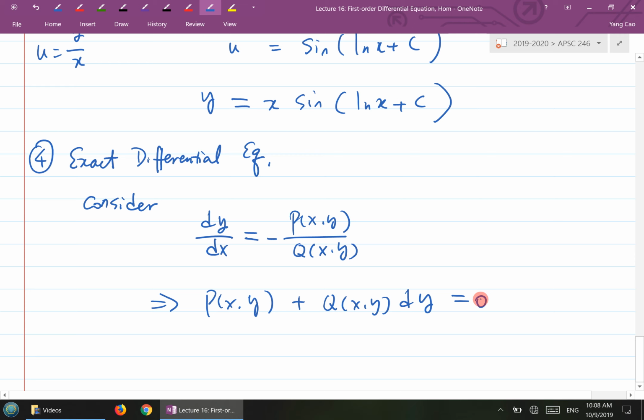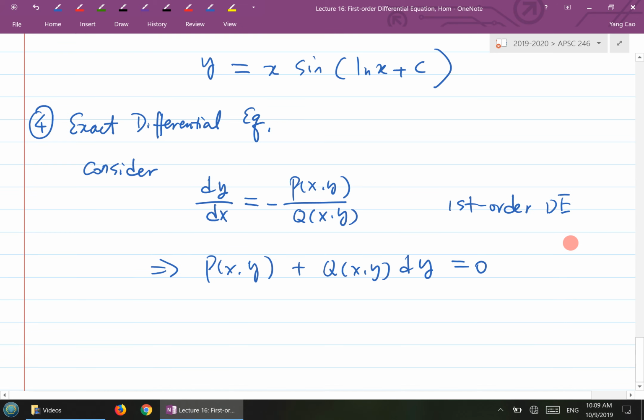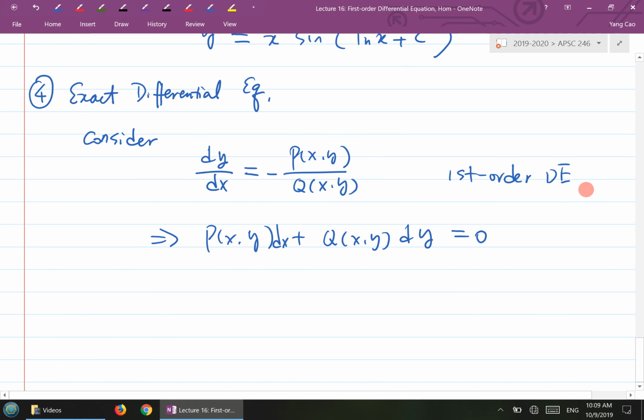So overall, this is still a first order DE, differential equation, and you can certainly manipulate that into this. So p of x,y times dx plus q of x,y times dy equal to 0. So far, if you look at this one, it seems to be actually quite a different type of differential equation. However, for this one, there's a very special case that will make it easy to solve.